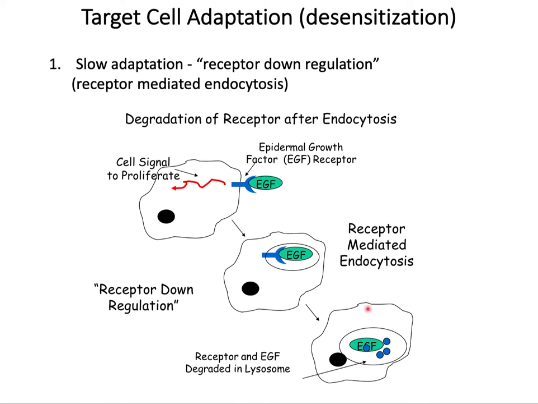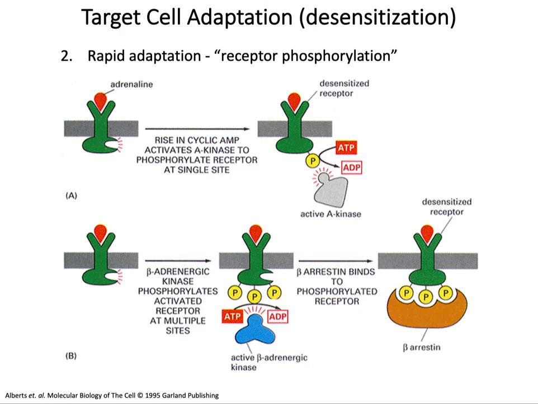It is called a slow adaptation because it is not regulated. The receptor and the ligand have to just find themselves in a clathrin-coated pit by chance, and that's why it is referred to as the slow adaptation.